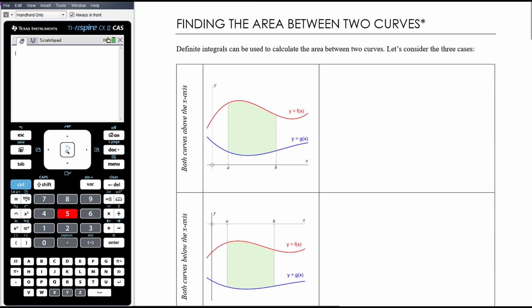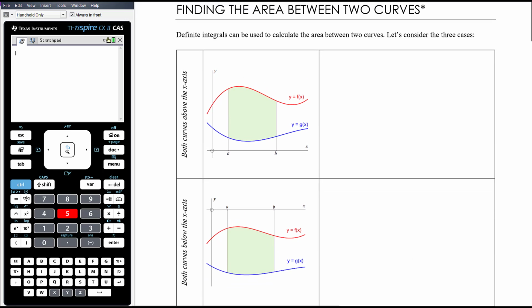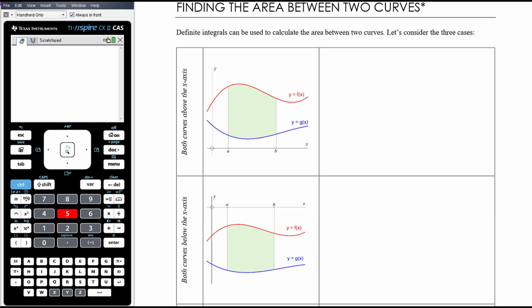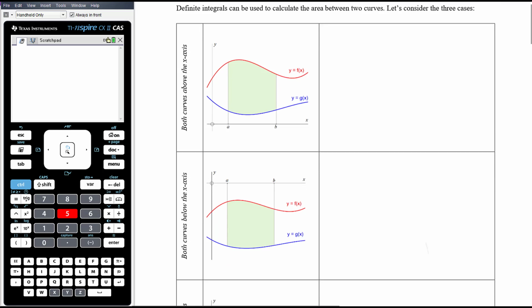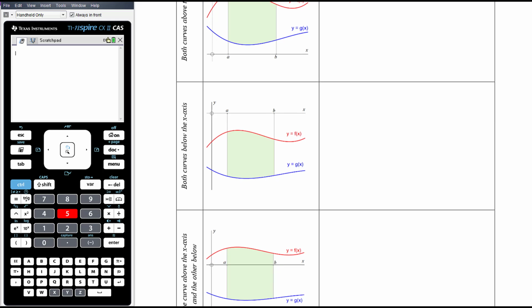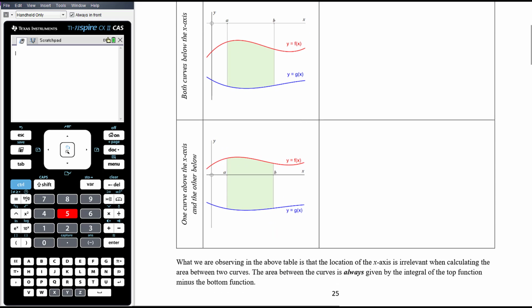So what I want to look at here is, okay, what happens if I'm trying to find an area between two curves. As you can see, I've got highlighted in green there an area between the red curve and the blue curve, between x equals a and x equals b. But what would happen if both of those curves were below the x-axis, and what would happen if one of those curves was above the x-axis and one was below the x-axis?